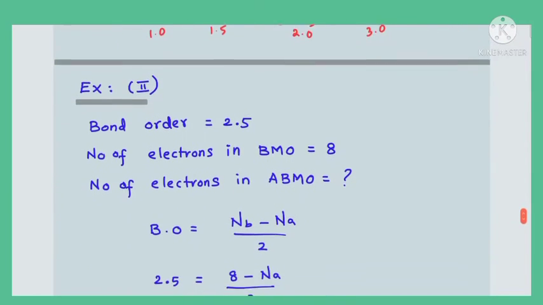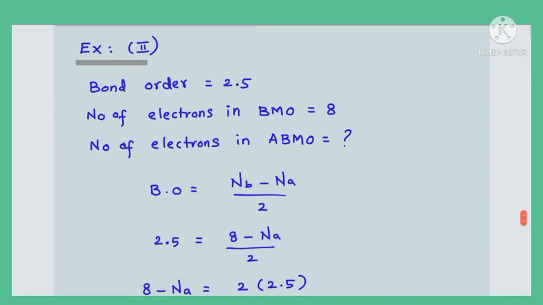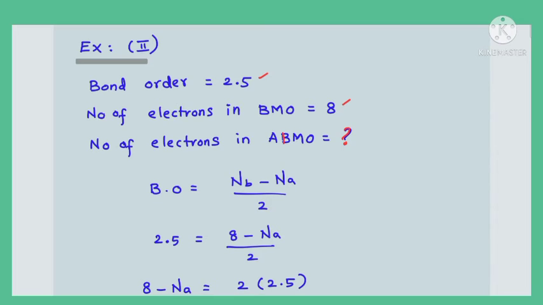Now I give another problem based on bond order. Example number 2. Bond order of a molecule is 2.5. The number of electrons present in the bonding molecular orbital is 8. Now the question is, how many electrons are present in the anti-bonding molecular orbital? Normally we calculate bond order from electrons in the BMO and ABMO. Here the bond order and electrons in the BMO are given, and they are asking for the number of electrons present in the anti-bonding molecular orbital.